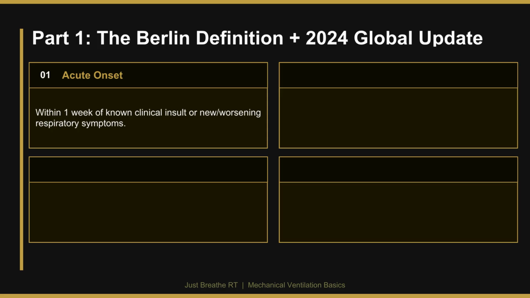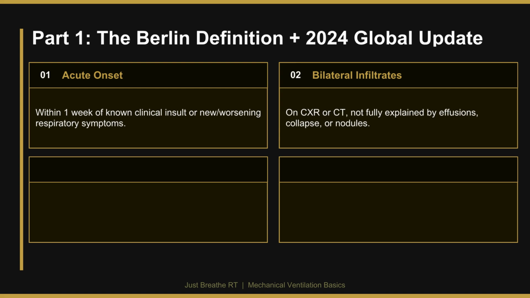1. Acute onset. Symptoms must develop within 1 week of a known clinical insult or new or worsening respiratory symptoms. ARDS is not a chronic condition. If the timeline is longer, reconsider the diagnosis. 2. Bilateral infiltrates on chest imaging. Bilateral opacities on chest X-ray or CT not fully explained by effusions, collapse, or nodules. The pattern does not need to be symmetric. It needs to be bilateral.